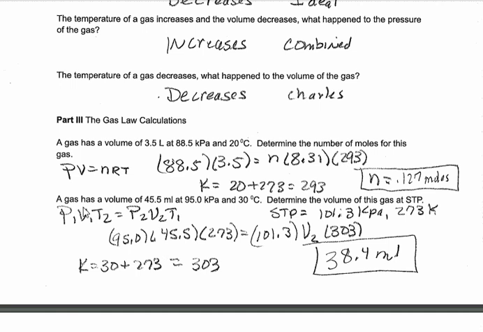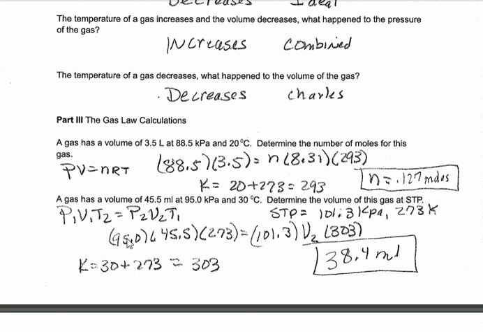Okay, a gas has a volume of 45.5 milliliters at 95 kilopascals and 30 degrees Celsius. Determine the volume at standard temperature and pressure. That's what STP stands for. So standard pressure is 101.3 kilopascals and 273 Kelvin is standard temperature. So we're just going to put numbers into our equation.